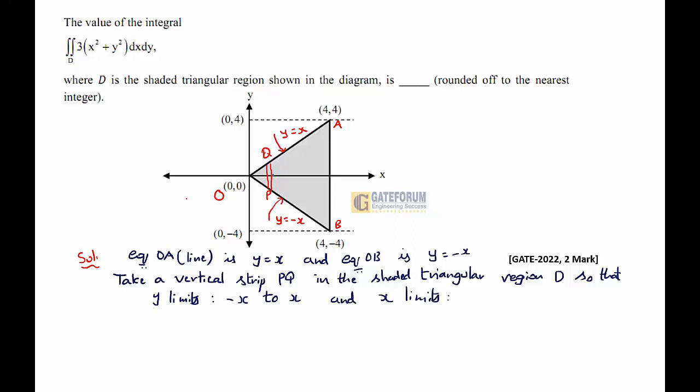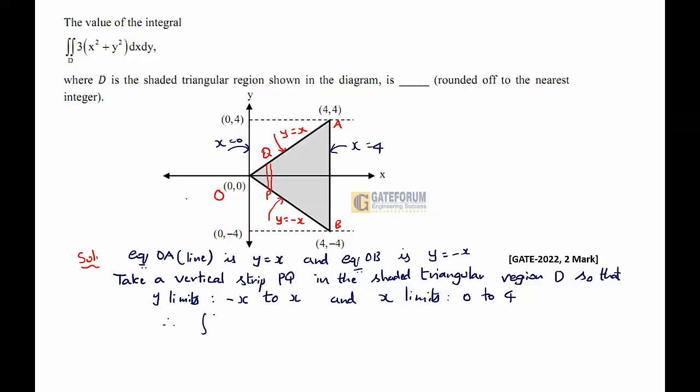So when we slide or move the strip from the origin to this AB, we cover the entire region. So this vertical strip starts from (0, 0) and goes to this AB. So what is this equation? x is equal to 4. And this is the equation x is equal to 0. So the x limits are 0 to 4. Or from the boundaries, the points of intersection: in the triangle, the x values are 0, 4 and 4. In that way, x limits are 0 to 4. Okay.